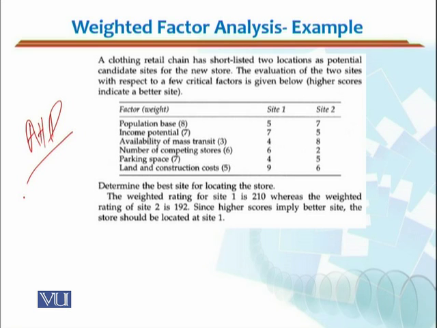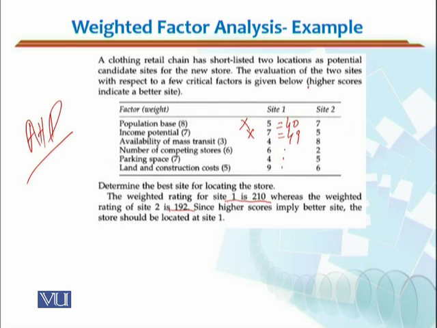Let's say for site 1, it is 5. We need to multiply this 5 with 8, so it would be 40 weighted rating. For income potential, it would be 7 into 7, that would be 49, and so on. So the total weighted rating for site 1 is 210, whereas the weighted rating for site 2 is 192.